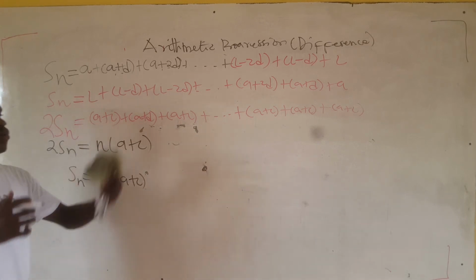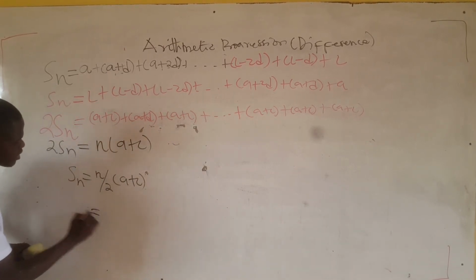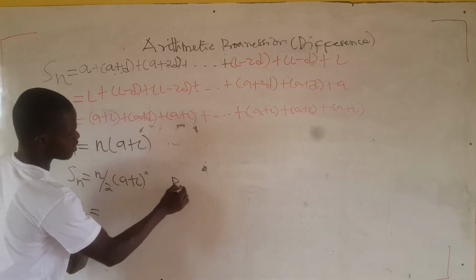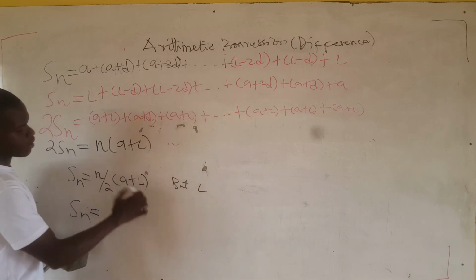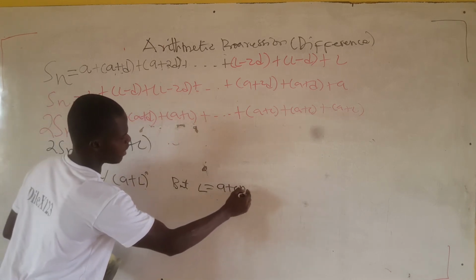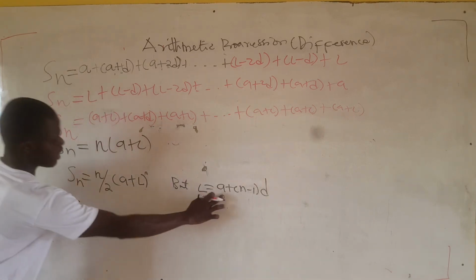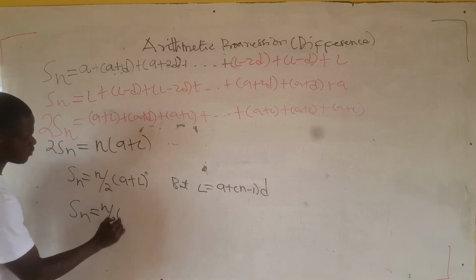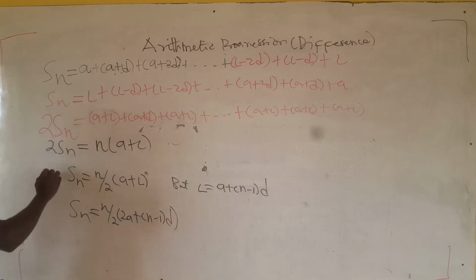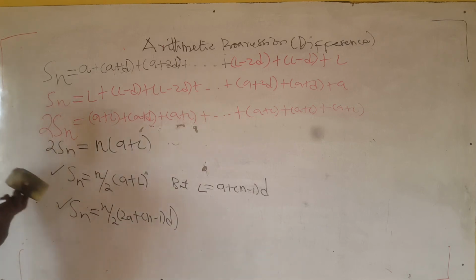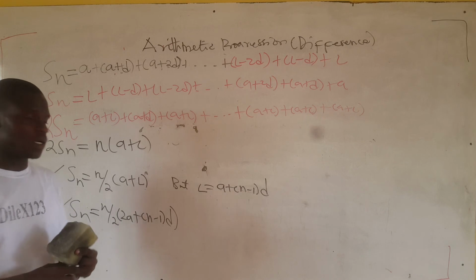But from the formula we proved before this one, we know the value of l. We proved that l is equal to a plus n minus 1 times d. So we'll come and fix the l here. This a will add to this a to give us 2a plus n minus 1 times d. So this is the formula, either this or that. These are the two formulas that we can use to add numbers in arithmetic progression.